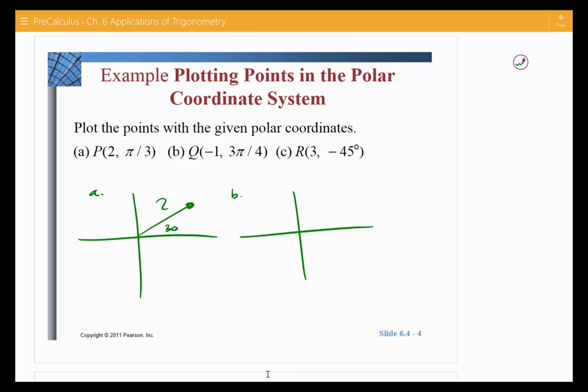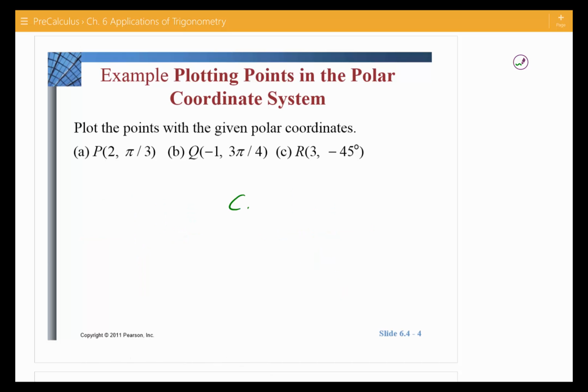Alright, next example, B. I would rotate 3 pi over 4, which we know is over here. I wouldn't go out quite as far, so I'd go out just 1 this time. And it's -1, so I'd actually go back in the opposite direction, -1, this way. So this angle right here is 3 pi over 4, and this length is 1, but I need to go back 1, so I need to go the opposite direction to this point right there.